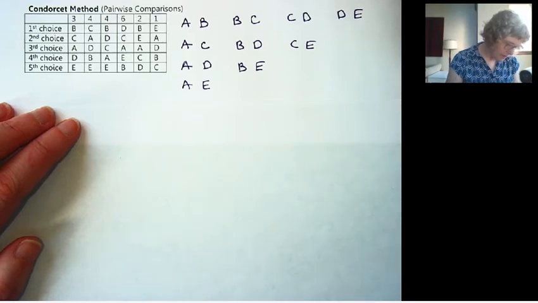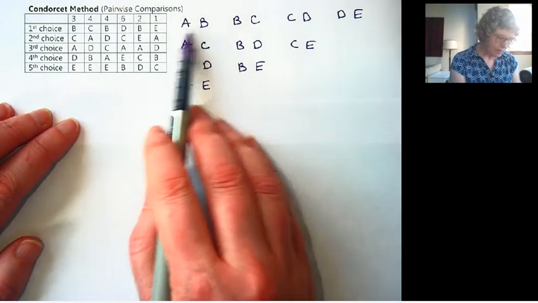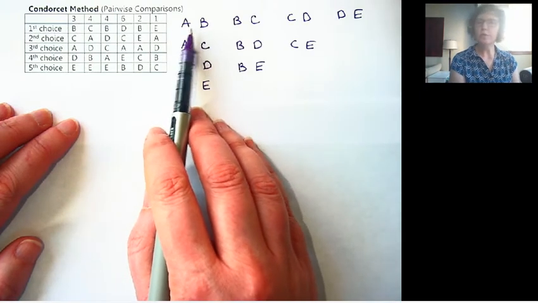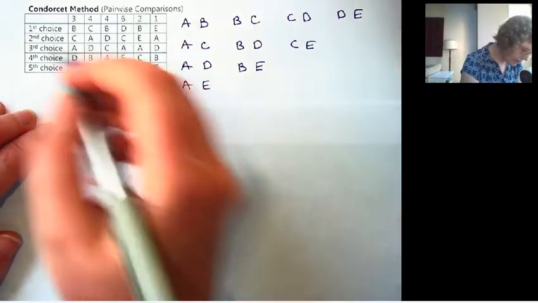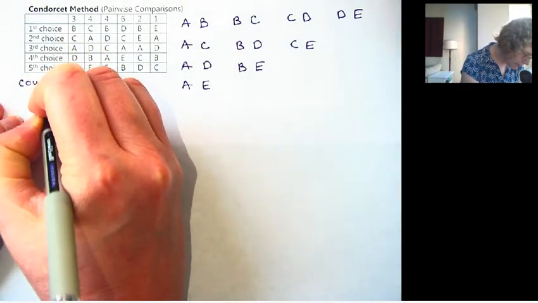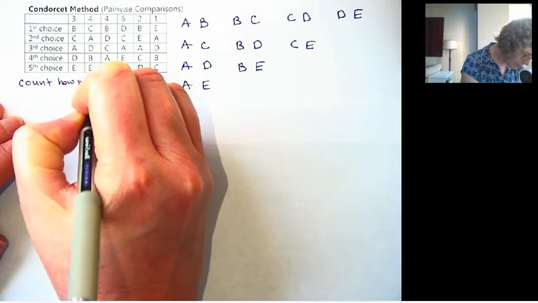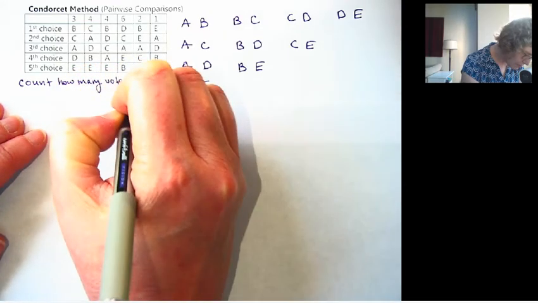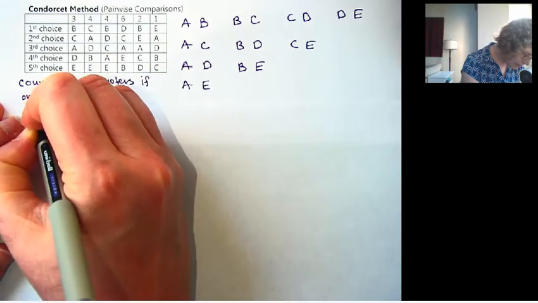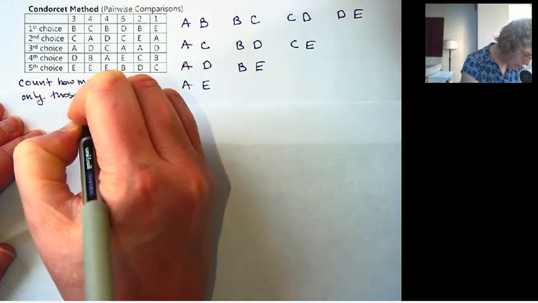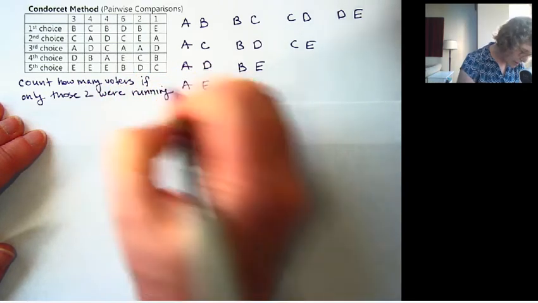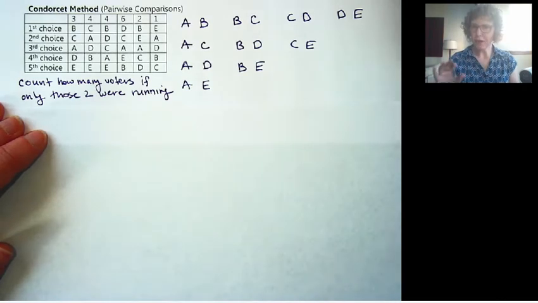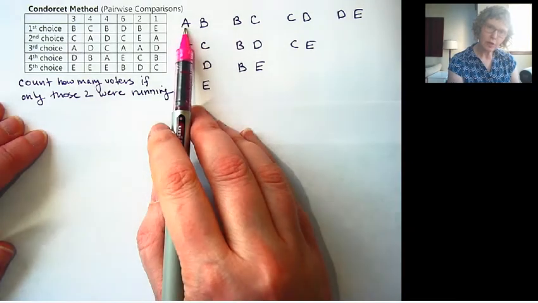Okay, so the idea is to count how many times voters chose A over B if only those two were running. So I'll show you how we're just going to ignore everyone else and see how many times voters chose A over B.